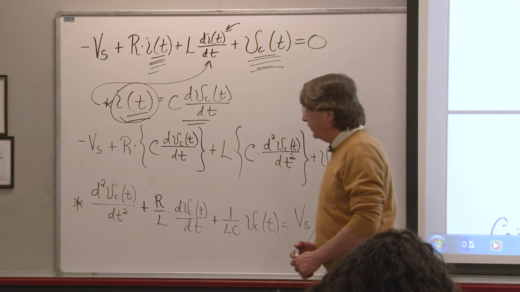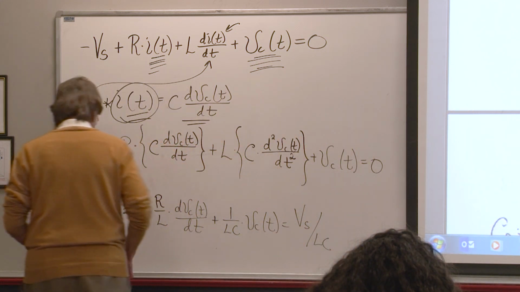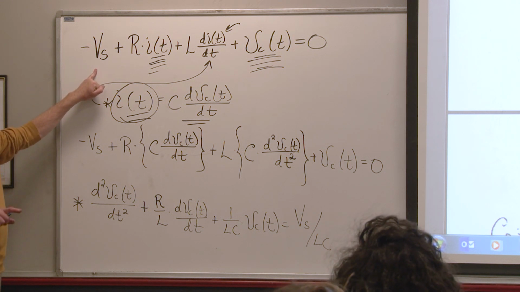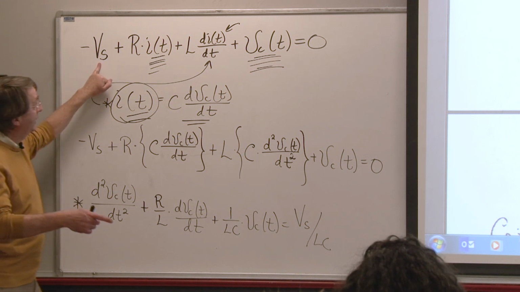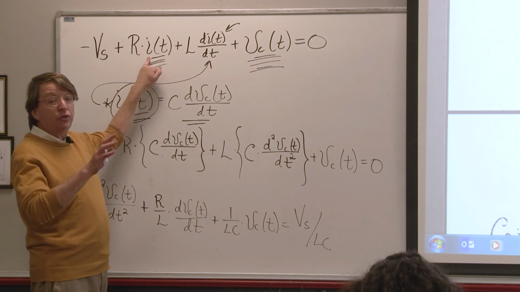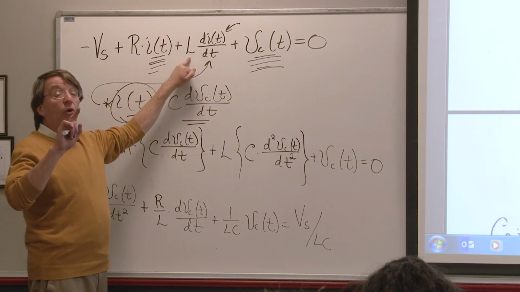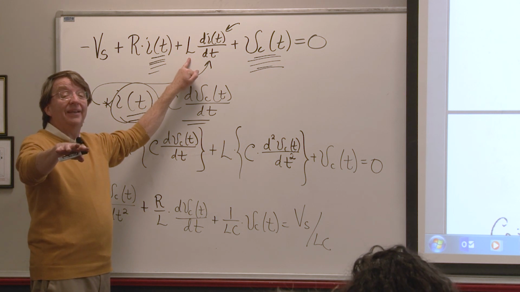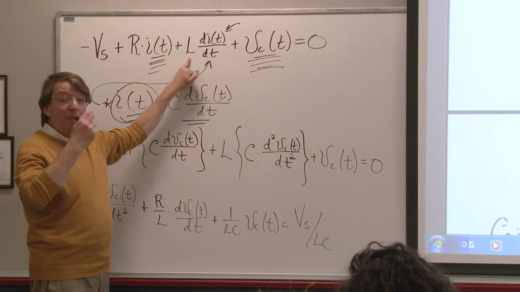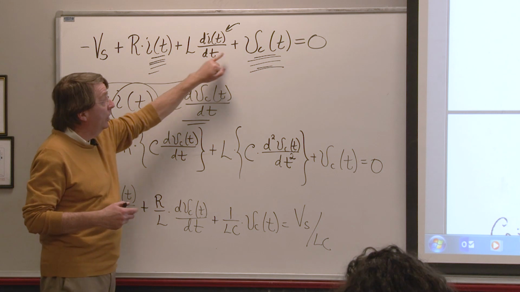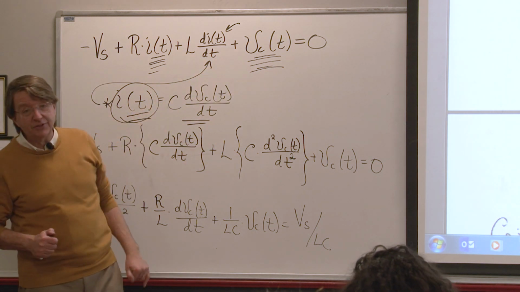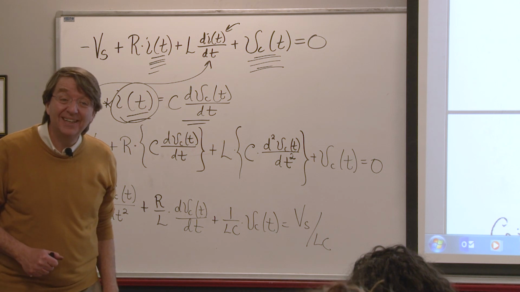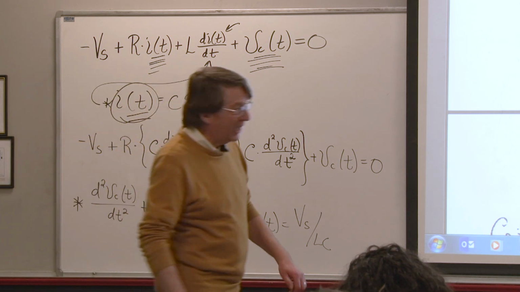Excellent question. Tara, if you take a walk around the loop, it's minus Vs, the source voltage. Then the voltage across the resistor is R times I. The voltage across an inductor is V equals L di/dt. So that becomes the voltage across the inductor, plus then the voltage across the capacitor. Tara, did I do okay? Thank you for your two helpful comments.